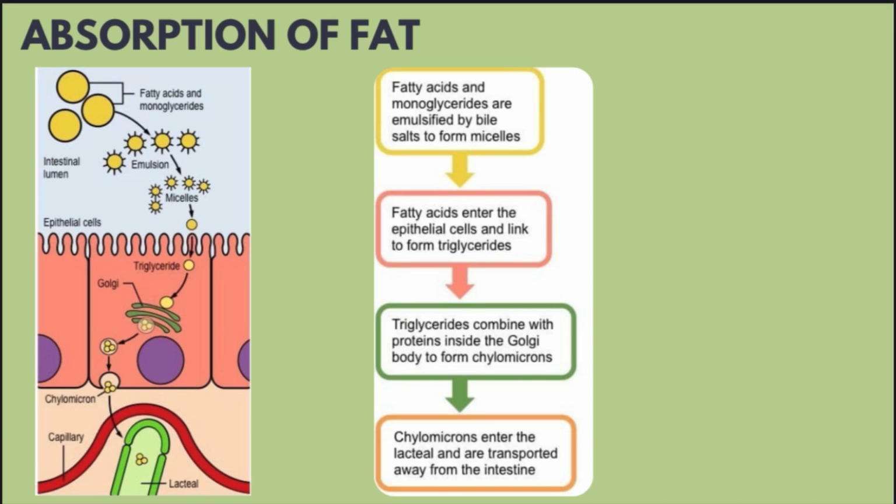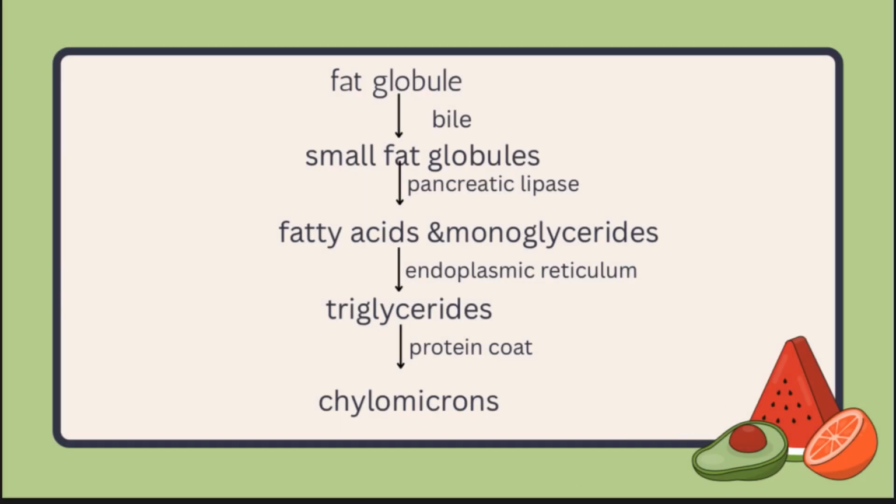Next is absorption of fat. How is fat absorbed? You can see and understand the process of how fat is absorbed. Fats are tricky and they mix with bile. After that they become small particles and then enter the cell. Then inside they form chylomicrons and go into the lymph. So that is the structure you can easily understand.